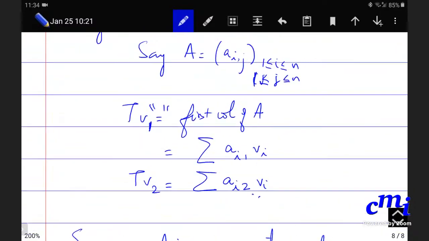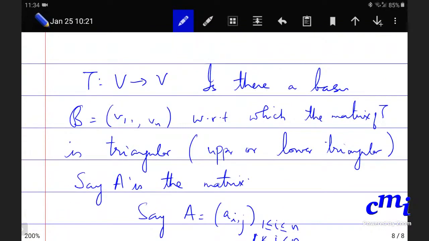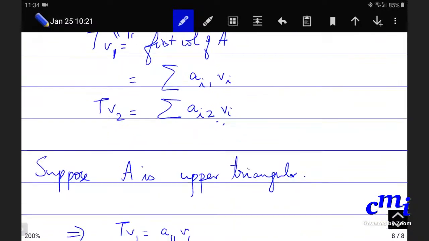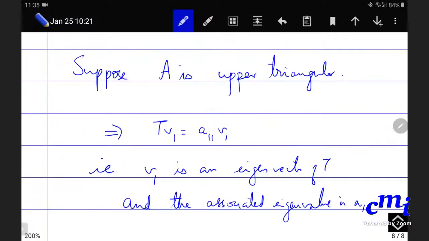So if there is a basis with respect to which the matrix is upper triangular, then the first vector must be an eigenvector. From the second vector onwards, we do not know. Therefore, if you want to find a basis with respect to which it is upper triangular, we have to first look for an eigenvector. Let us quickly look at what happens if A is lower triangular.